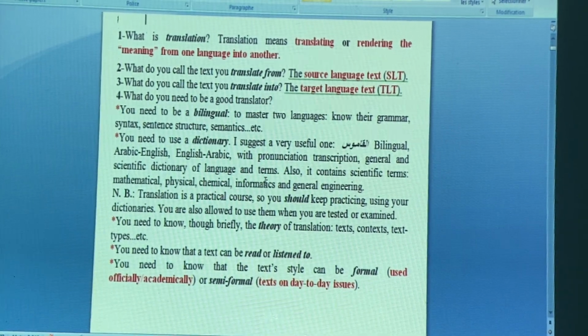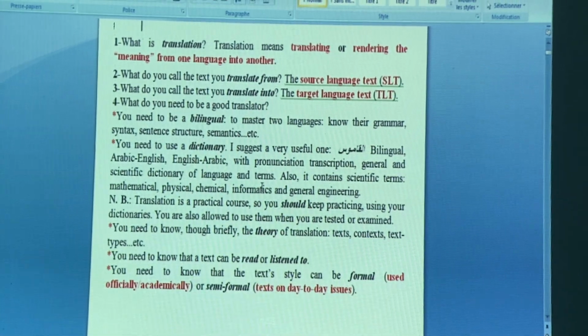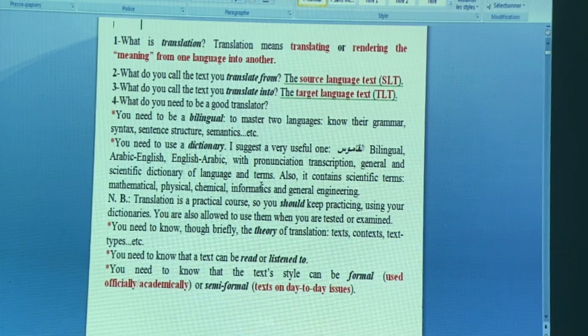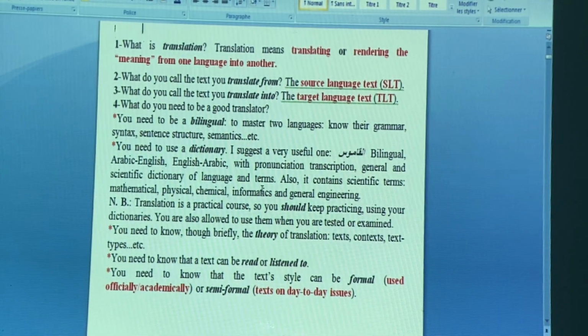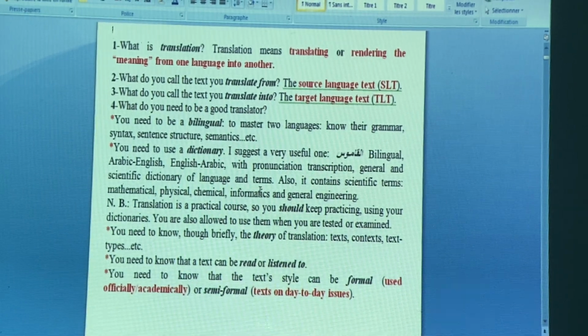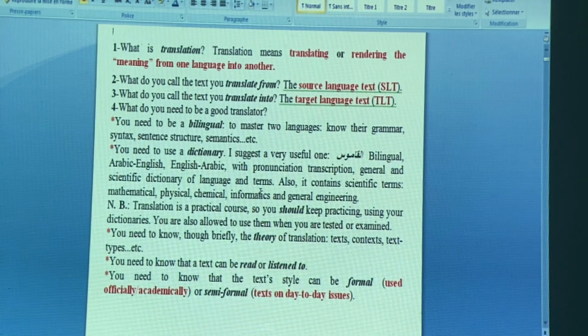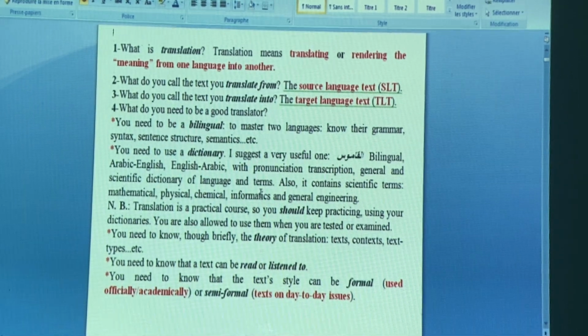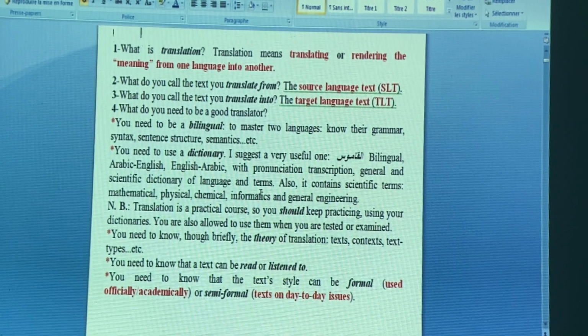For question 2, what do you call the text you translate from? The source language text. What do you call the text you translate into? The target language text. So the source language text is SLT and the target language text is TLT. Why is it called the target? Because it is the target of the translator. It is the aim of the translator.